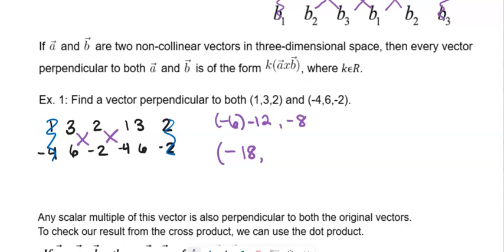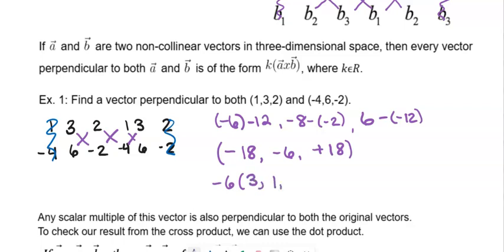And 1 times negative 2, so take away negative 2. Negative 8 take away negative 2 is negative 6. And my final coordinate is 6 times 1, take away 3 times negative 4, which is negative 12, which will be positive 18. And from before, we can remember that we can have a scalar quantity k, and so I can factor out negative 6 or positive 6, it doesn't matter, and be left with 3, 1, negative 3 as vector V.